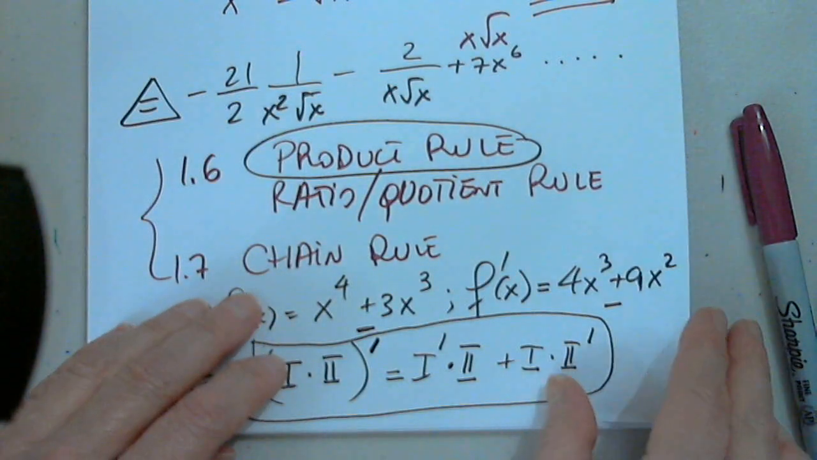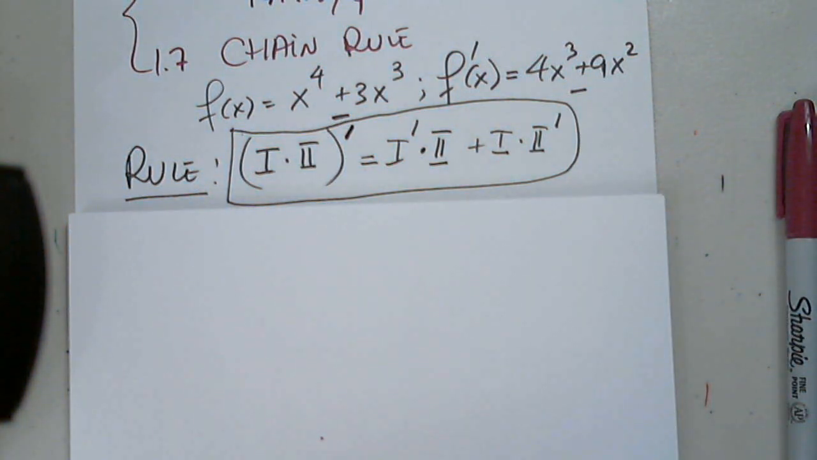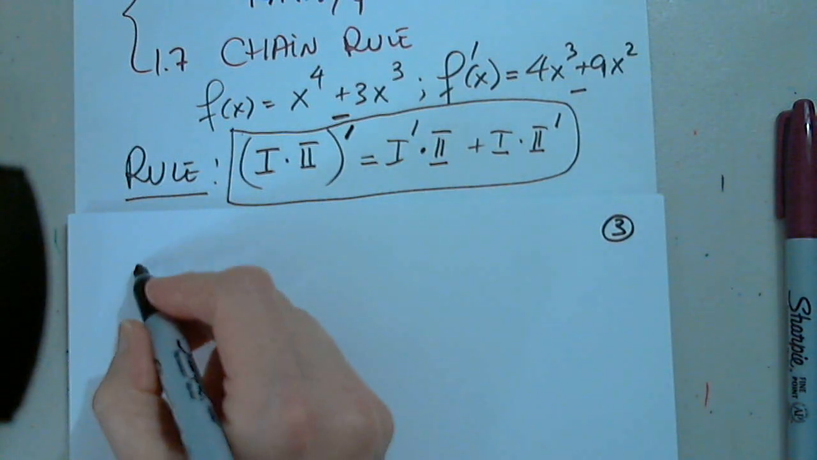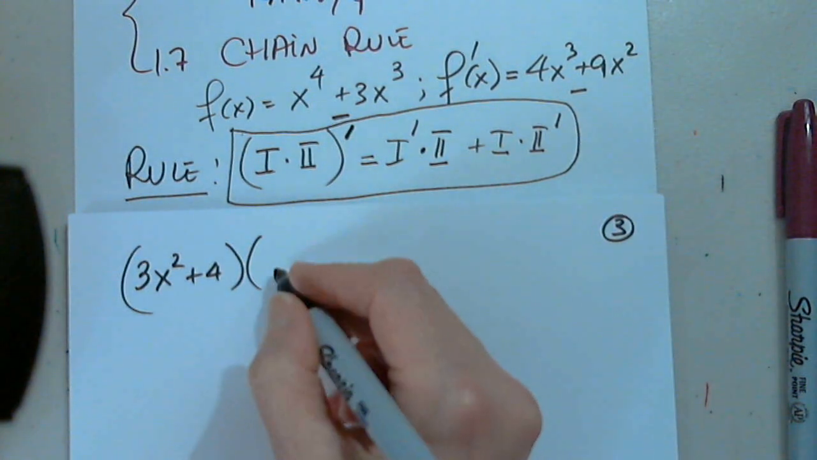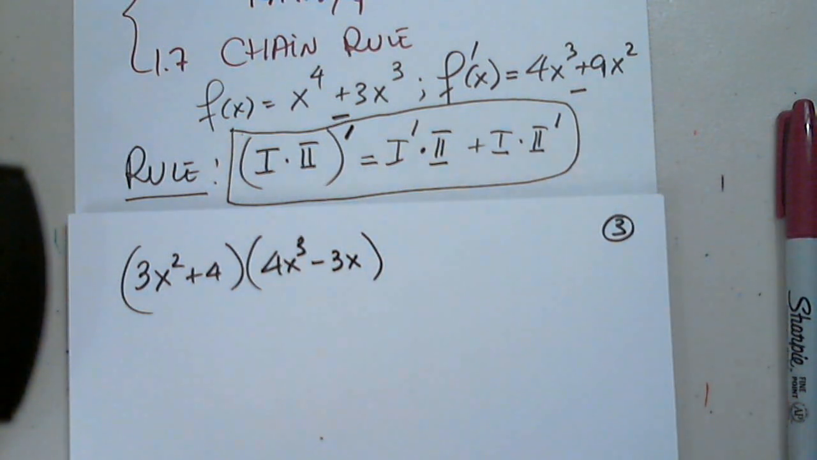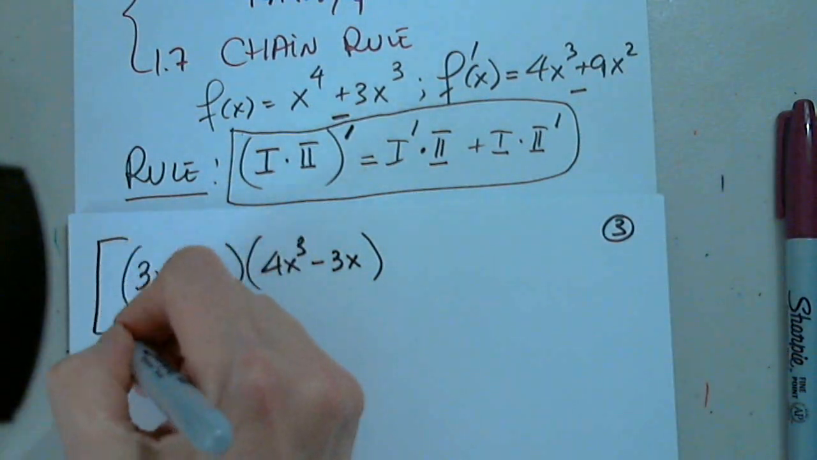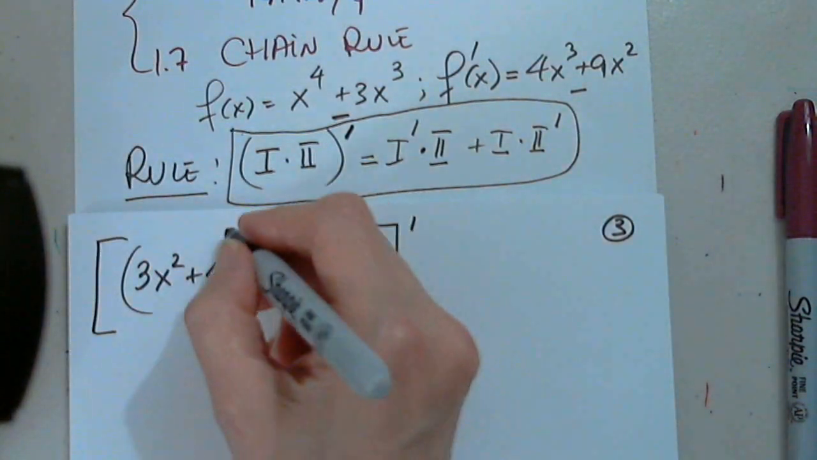So let's see how this works. I'm going to make one example up, and then you're going to pick or make up your own example. So here's an example. Let's say 3x squared plus 4 multiplied by 4x to the third minus 3x. Of course we want to differentiate this. And you could say, just distribute. You don't need to use this. Yes, in this case, I can distribute. There's no big deal. But what if I have this?